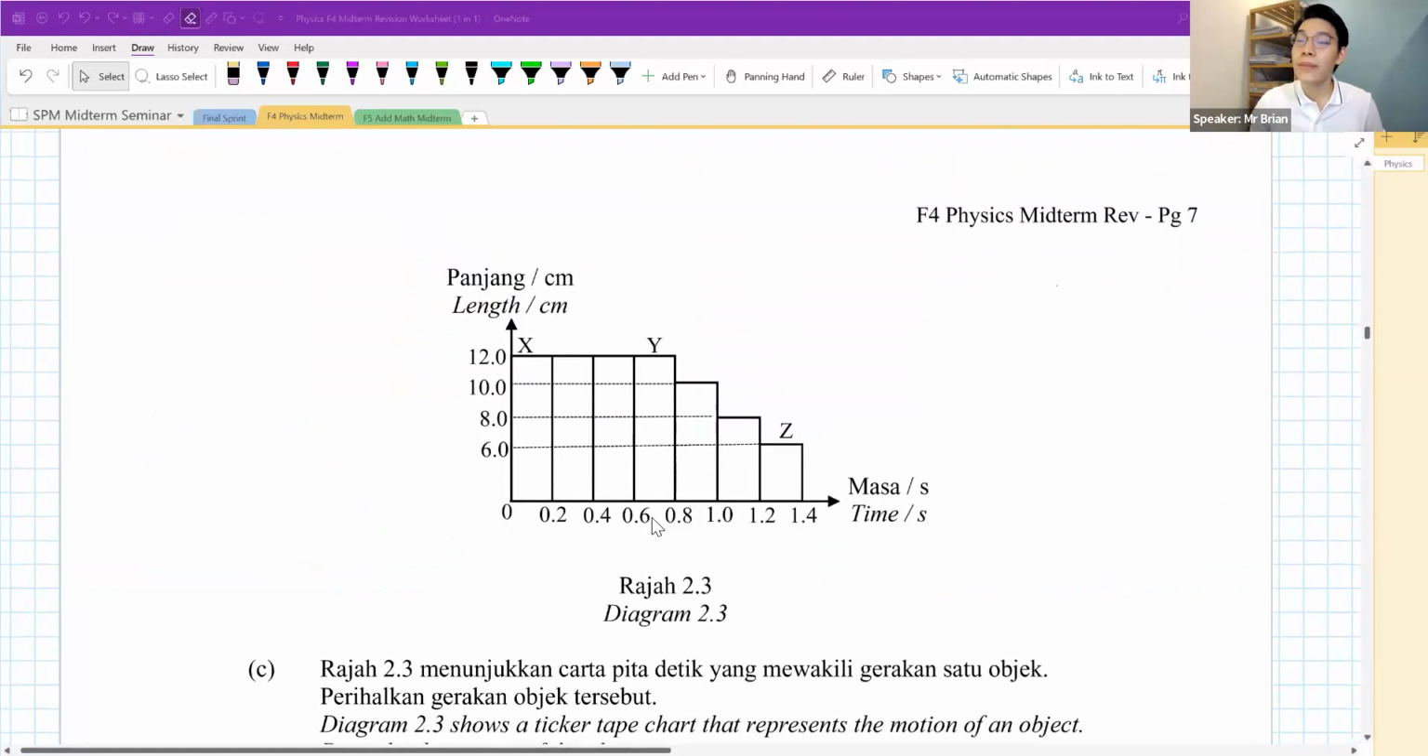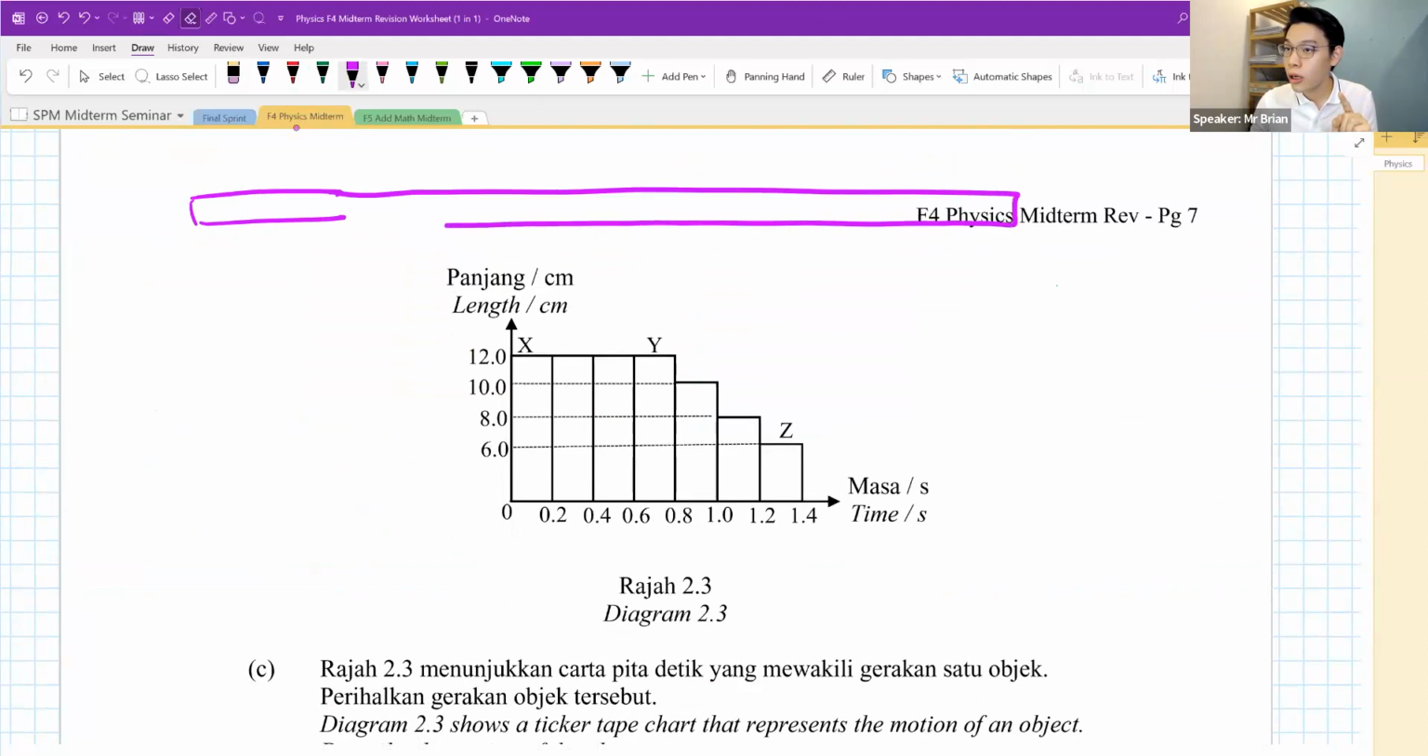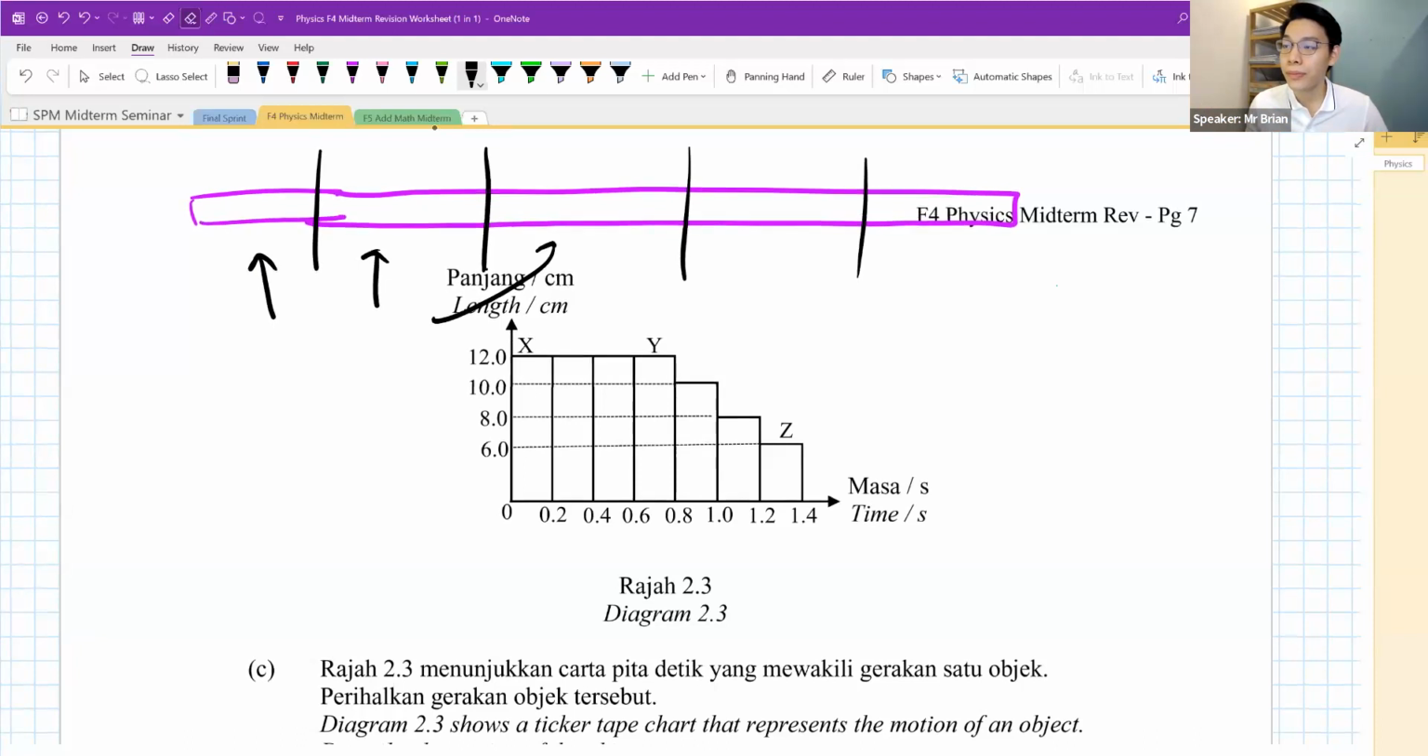Sometimes they give you the ticker tape in the form of just 1 strip. Sometimes if the strip is too long, then what I do is I go and cut the strip. But I need to cut in a way that makes sense also. I cannot just simply cut. If I want to cut the strips, I need to make sure that each strip has the same number of ticks. Let's say all of the strips here have 5 ticks or 10 ticks. It has to be the same number of ticks.